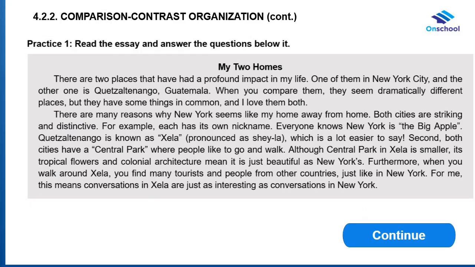To understand the comparison-contrast organization better, let's complete this exercise. You need to read the essay and examine the organization of the essay by answering the questions under it.